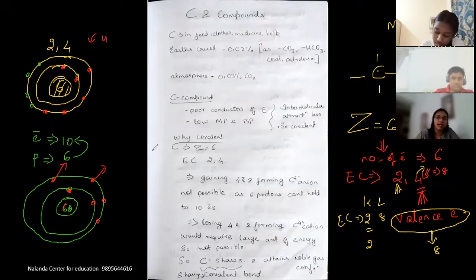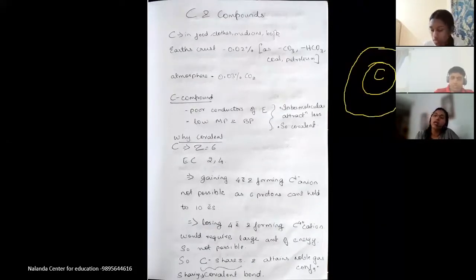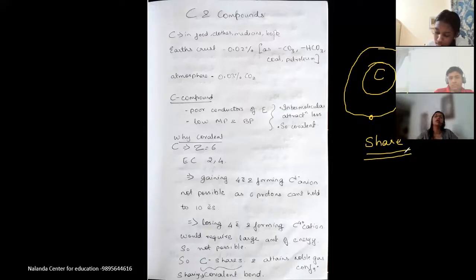So now nature has come to a conclusion that we need some kind of mechanism through which carbon can attain the 8 shell configuration. 8 outermost electrons should be possible. What conclusion did they come to? They decided to share the electrons. Carbon decided to share the outermost electron. The bonds which are formed by sharing of electrons are known as covalent bonds.